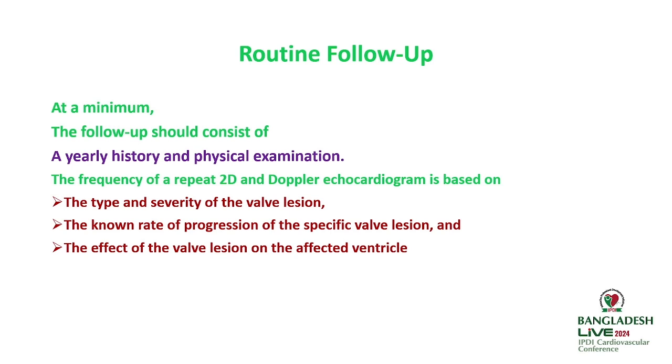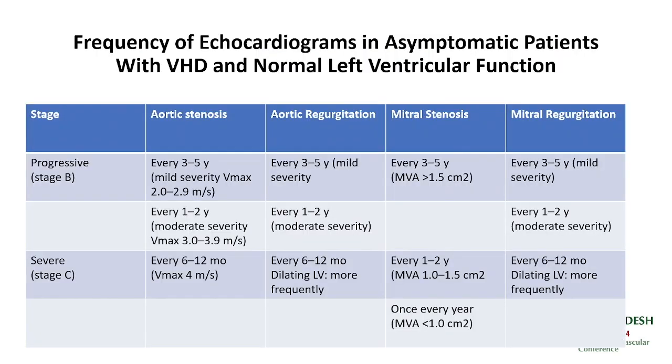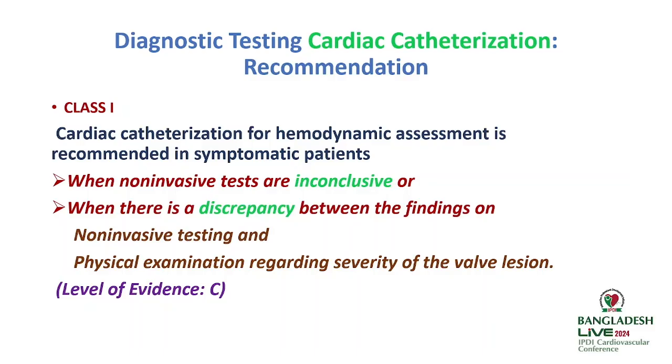At minimum, the follow-up should consist of a yearly history and physical examination and frequent 2D and Doppler echocardiograms. This chart shows the frequency of the echocardiograms in asymptomatic patients. And cardiac catheterization is done as per recommendation when the non-invasive tests are inconclusive or where there is a discrepancy between the findings on non-invasive testing and physical examination.